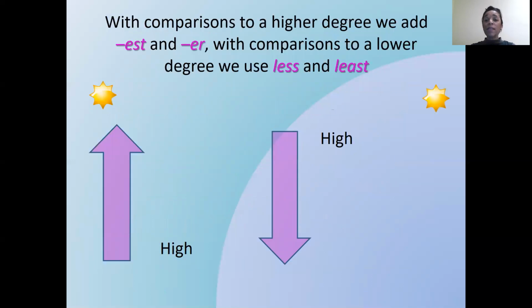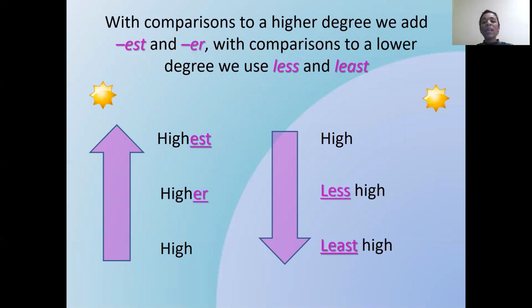So with comparisons to a higher degree, we add EST and ER. With comparisons that are going down, that are a lower degree, we use less and least. Let me show you that. So if I start off with the word high, I can jump higher, or it was the highest jump. If I'm going lower, less high, least high. Let's see if you can have a go.